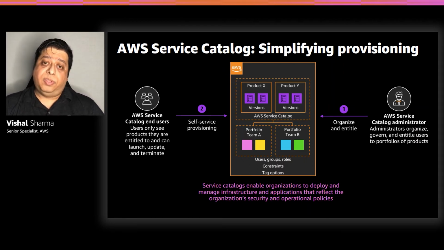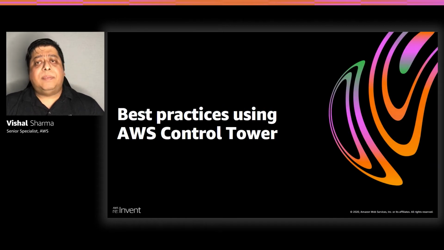First and foremost, AWS Control Tower uses AWS Service Catalog for its Account Factory capability. And more importantly, AWS Service Catalog enables organizations to deploy and manage infrastructure and applications that reflect the organization's security and operational policies at scale in a multi-account environment. With that as a background, let's go through some of the best practices using Control Tower.